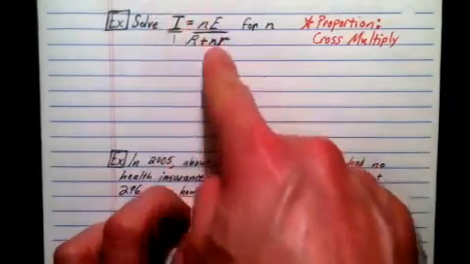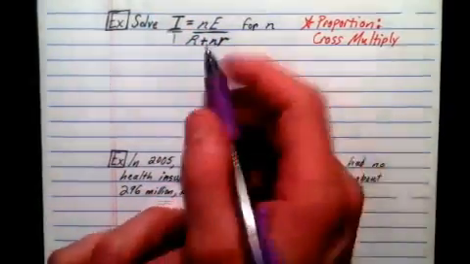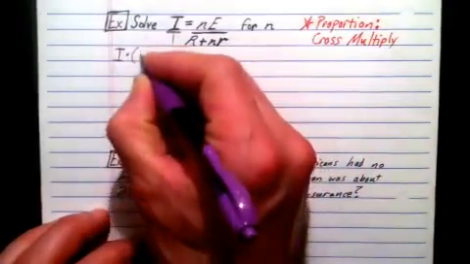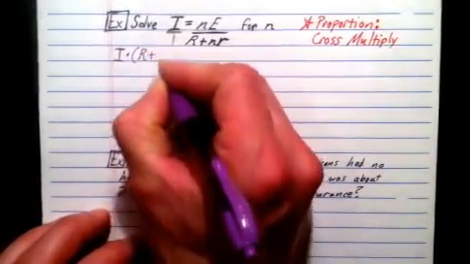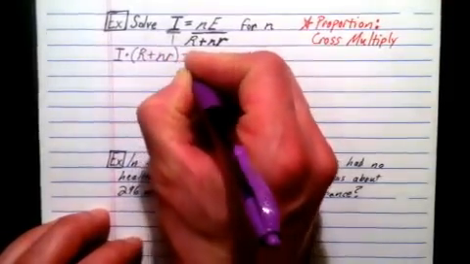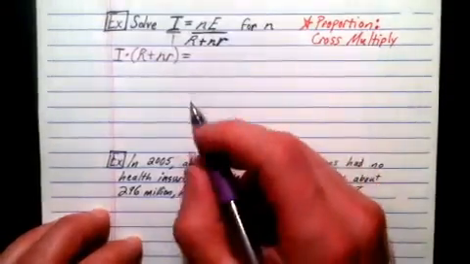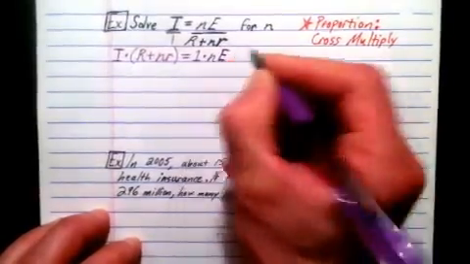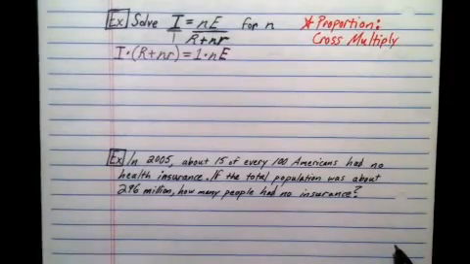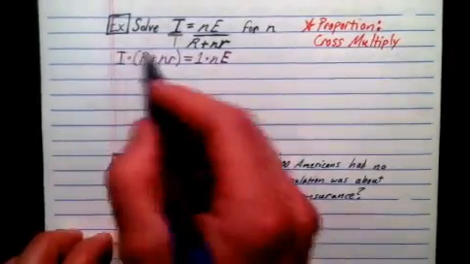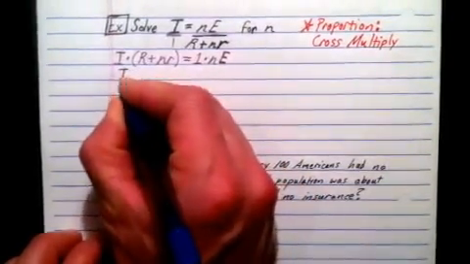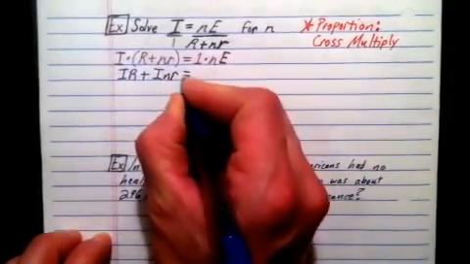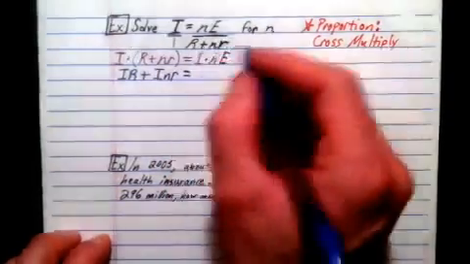If we multiply along this top left to bottom right diagonal, we're going to get capital I times R plus NR. We have to be careful here because we have multiple terms, so we want to put that in parentheses. That is going to equal, multiplying the other diagonal, 1 times NE, which is just going to be NE, but just for the sake of showing that step, I'll put it there. Now we can start trying to clean up this equation. Distributing the I through gives us I times R is IR plus capital I times NR, which is just capital INR. That's going to equal NE.